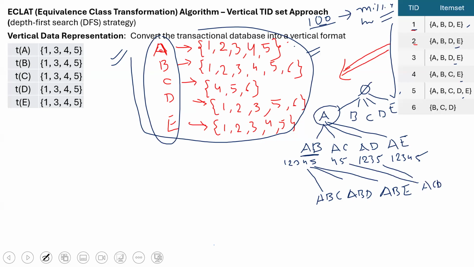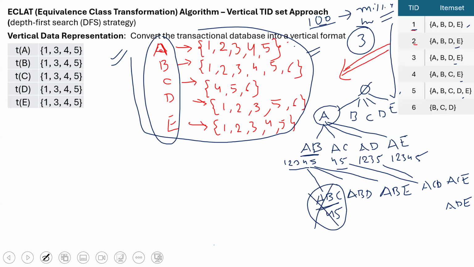AC and AD is ACD. AC and AE is ACE. And AD and AE is ADE. You have formed everything that is possible in this layer. Now to find ABC, you just have to find the intersection between these two, 1, 2, 3, 4, 5 and 4, 5. So this is 4, 5. If you are given a minimum support of 3, what will you do? This is not frequent, right? So you will just ignore this. You will not extend this any further.